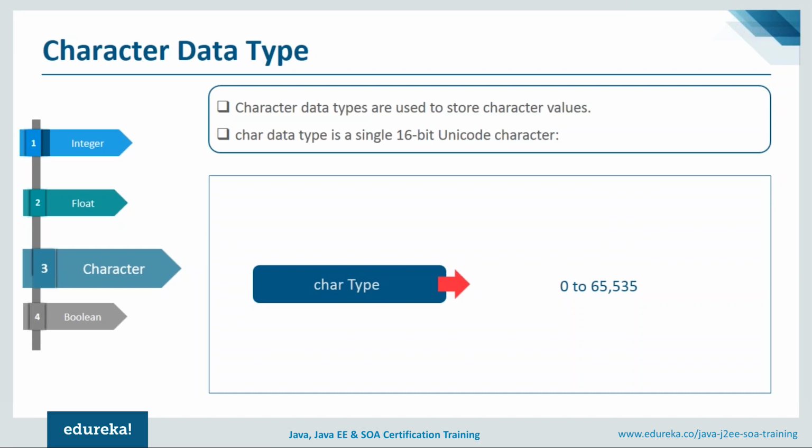So the range for a character ideally starts from 0 and goes all the way up to 65,535 if you want to store a numeric value as such. The only difference that you might see between a character value and the short data type is that here you cannot store negative values, but in short you can go with the negative values as such.